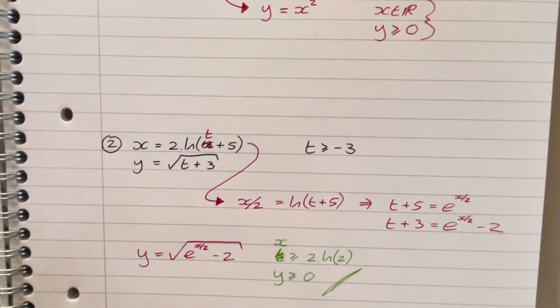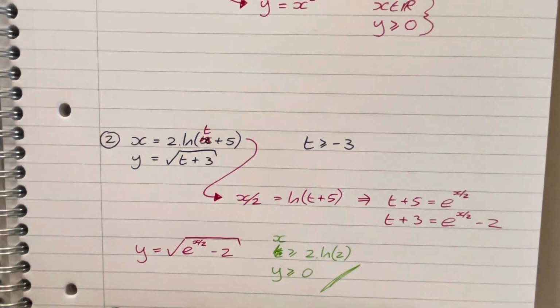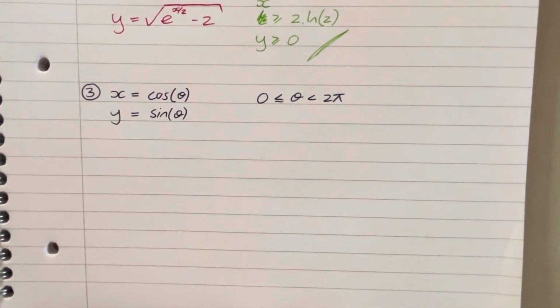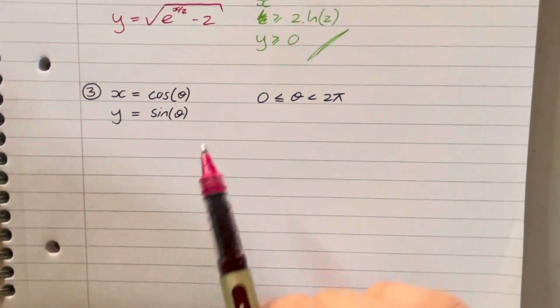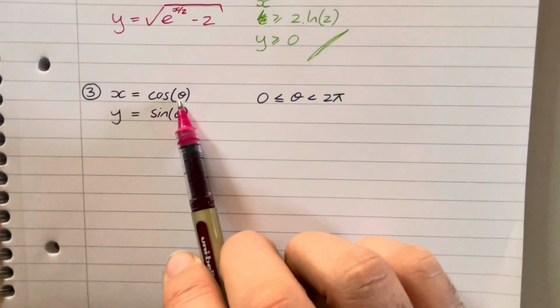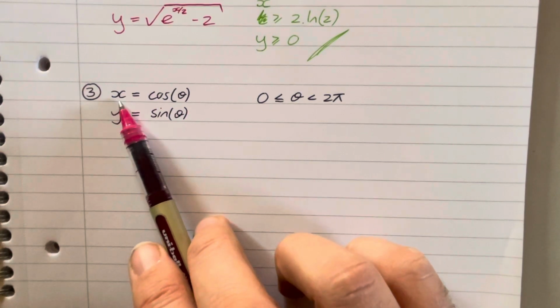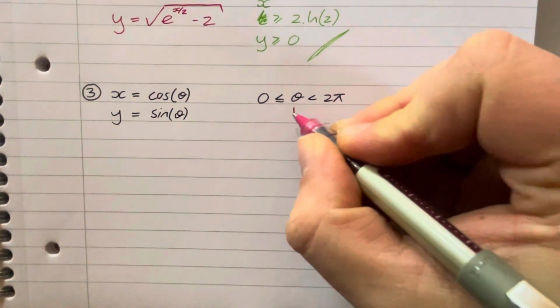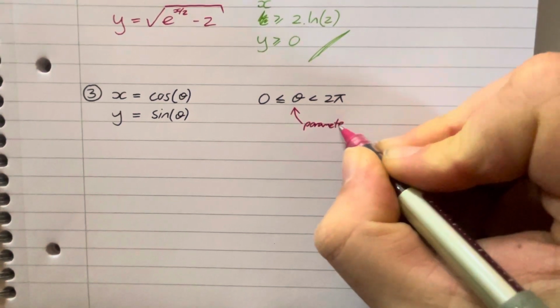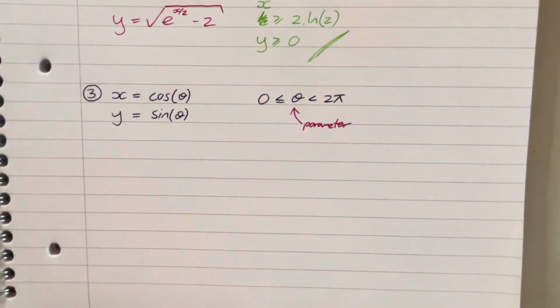All right, and one final example before I set you with a question to think about. This one's a bit trickier. x equals cos of theta, y equals sine of theta, but theta is between 0 and 2 pi. So it's not as simple as just taking theta and making it equal to arc cos of x. In this case, theta is our parameter. Okay, that's not uncommon when dealing with trigonometric functions, instead of t.